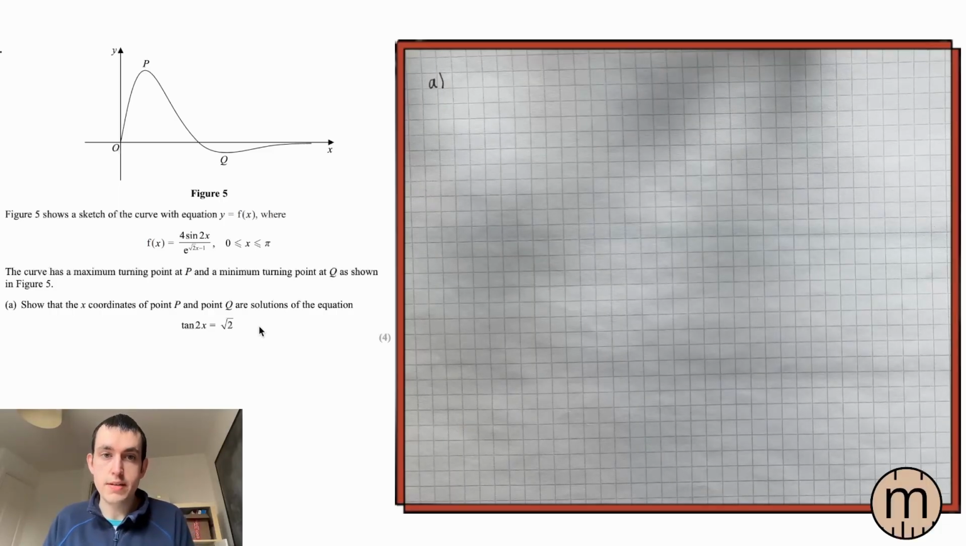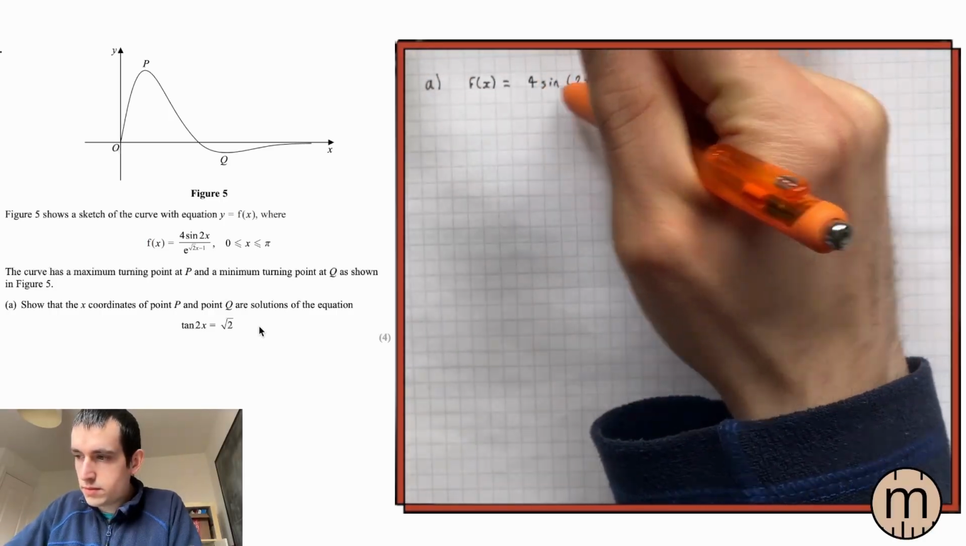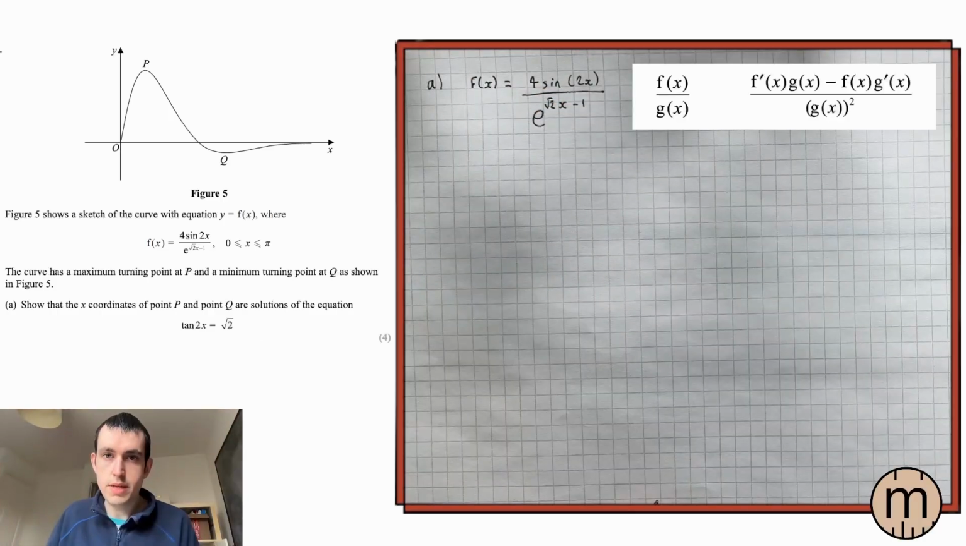So let's differentiate then. How are we going to differentiate this? 4 sine 2x divided by e to the power of root 2x minus 1. It's quite a mess, but it's a fraction. It's a division of two functions. So we're going to be using the quotient rule. As if by magic, we have the formula here. The quotient rule is given in the formula book, so you don't need to memorize it.